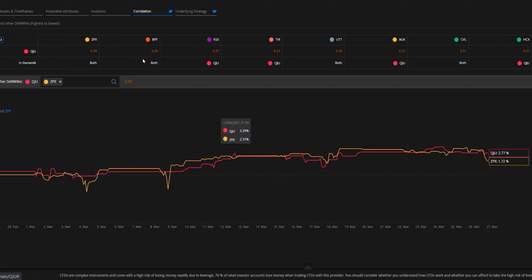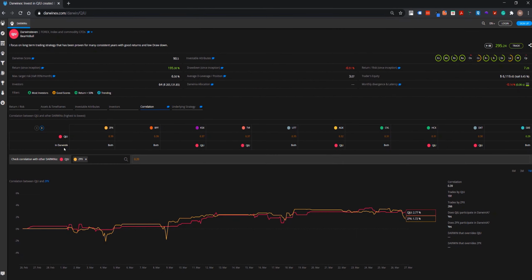But in this particular case, a value of 0.39 is seen as perfectly acceptable, and so both of these Darwins are allowed to take part in the monthly Darwinia trading challenge. And this, of course, is where Darwinex invests its own capital in the best performing Darwins for the previous month. And so that's just a couple of ways there of how correlation is used. One, to help inform investors about their portfolio, and two, to allow access to the Darwinia monthly challenge.